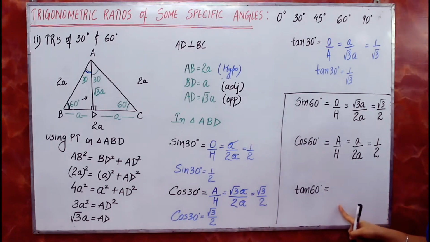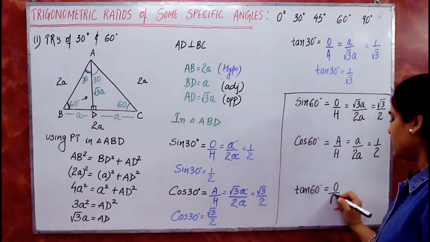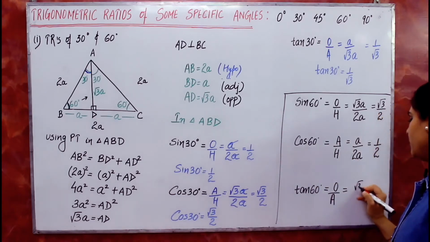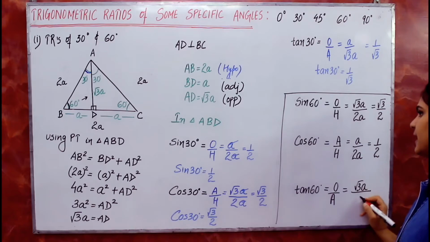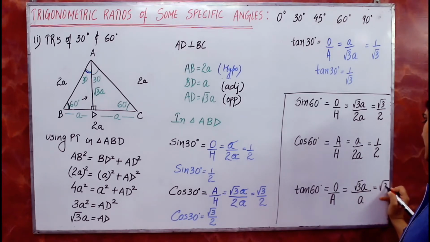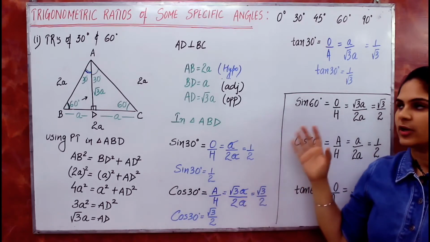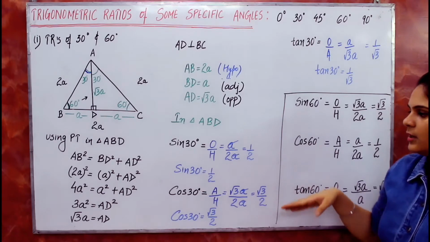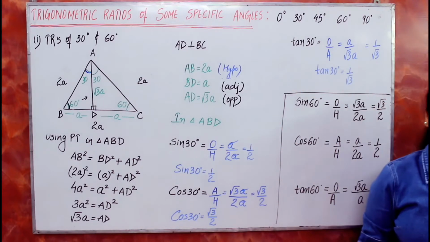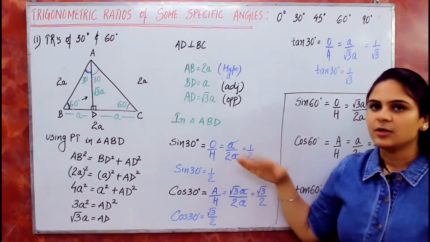And tan 60 is opposite upon adjacent. Opposite side is root 3 a, adjacent side is a. So the value of tan 60 is root 3. Similarly, we can find trigonometric ratios for cosecant, secant and cot also by taking the reciprocals of them.